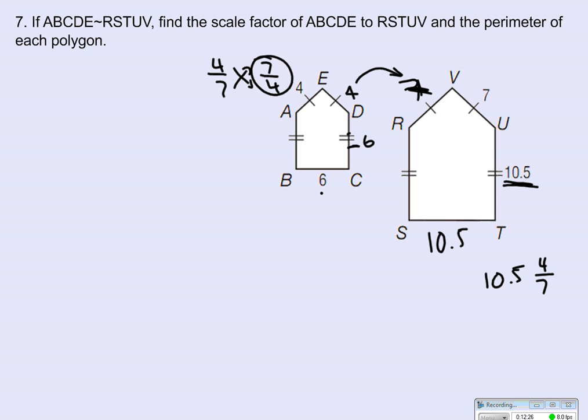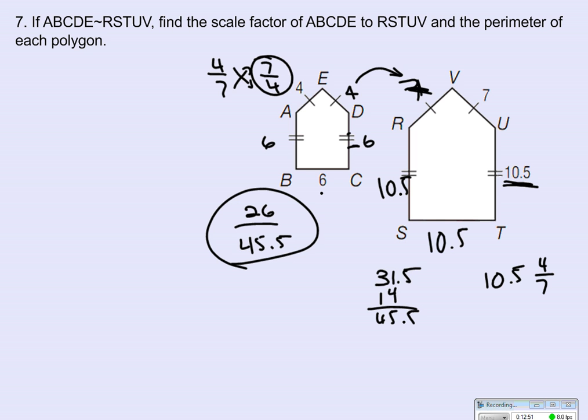So that's going to be 6 and 6. So this is 10.5. So 6, 6, 6, 4, 4. This is going to be a perimeter of 26. 10.5, 10.5, 10.5, that's 31.5. And 14, that's 45.5. And that's going to fall into that same category of 4/7.